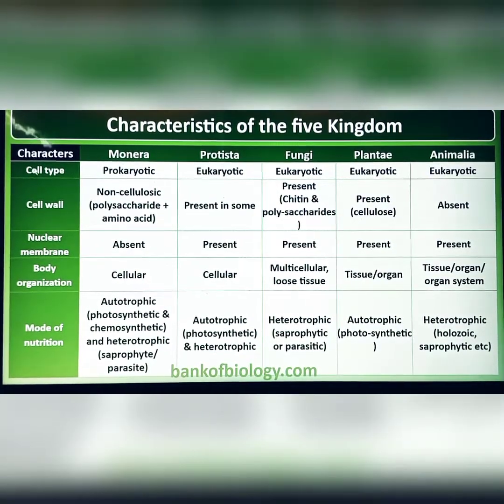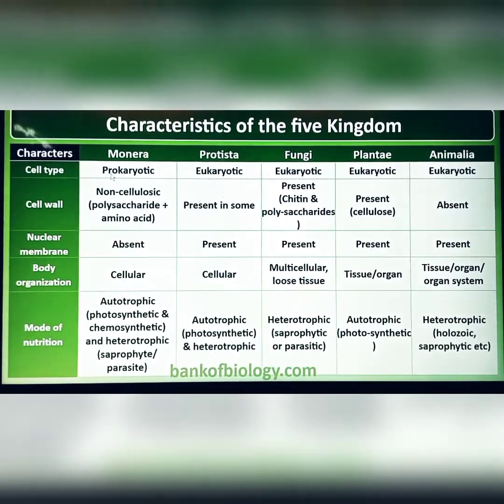In Monera, the cell type is prokaryotic. Prokaryotic cells are those types of cells that have a primitive nucleus. Pro means primitive and karyotic means nucleus. Monera have a prokaryotic nucleus. It means very primitive, a very old type of nucleus is present in Monera.